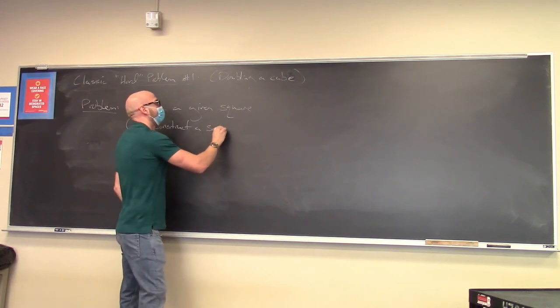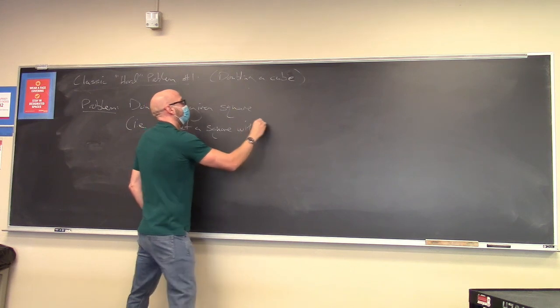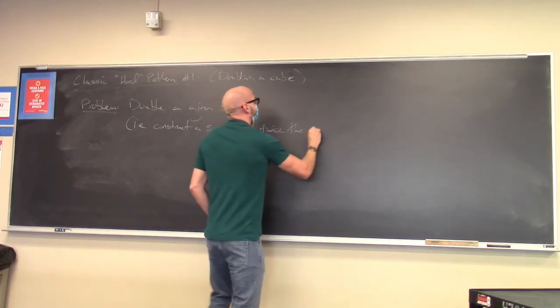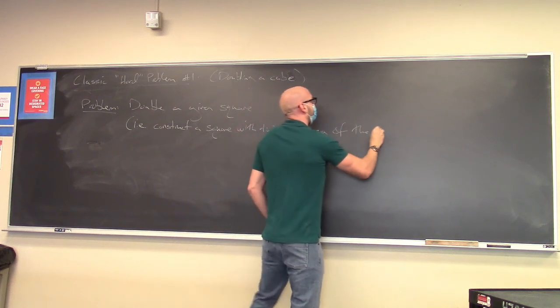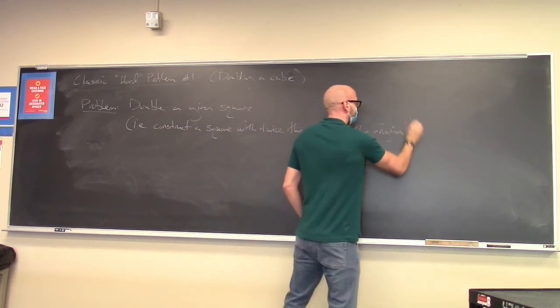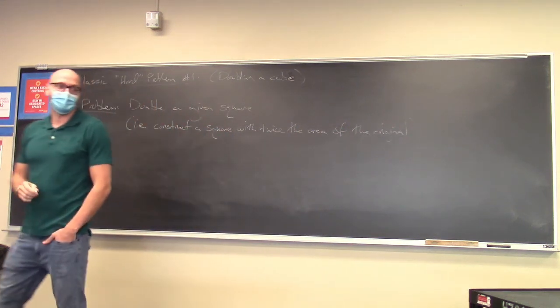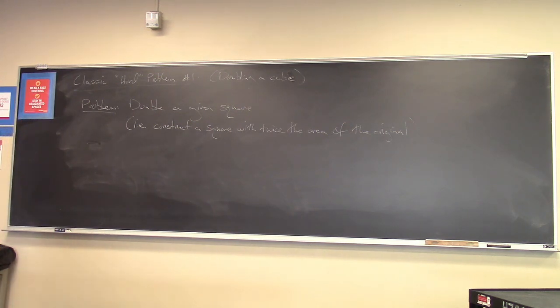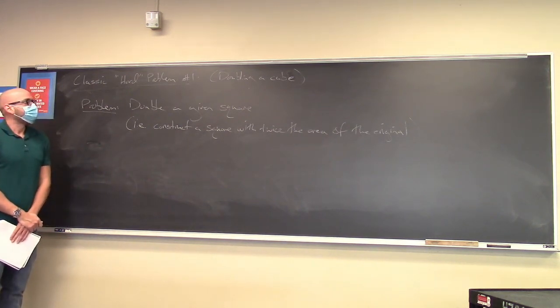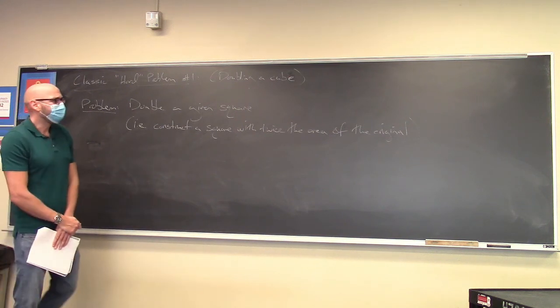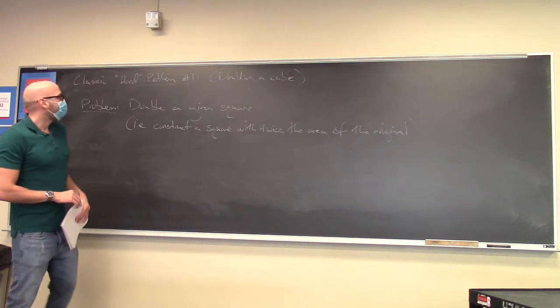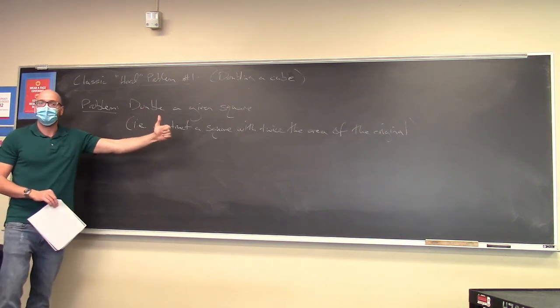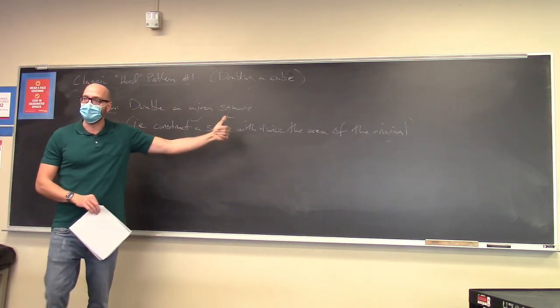Construct a square with twice the area of the original. So your homework problem is more complicated than this. I think it's 6C.3 or something. It's find a square that has n times the area of the original. Here this is just 2, so this is the n equals 2 case.